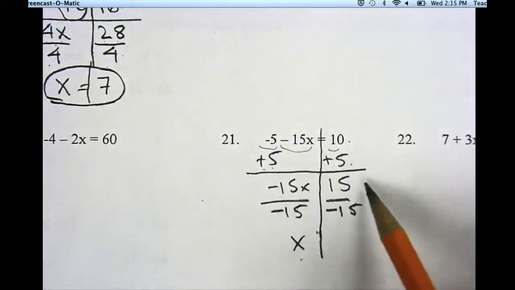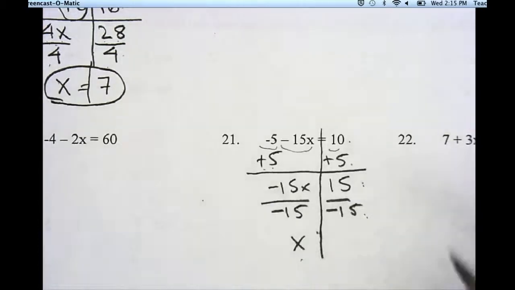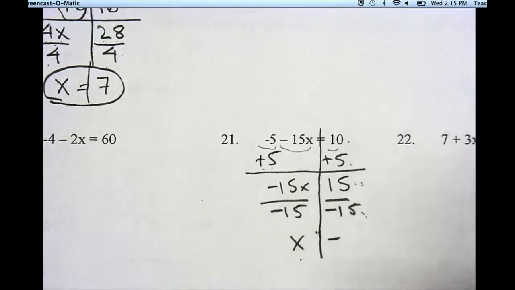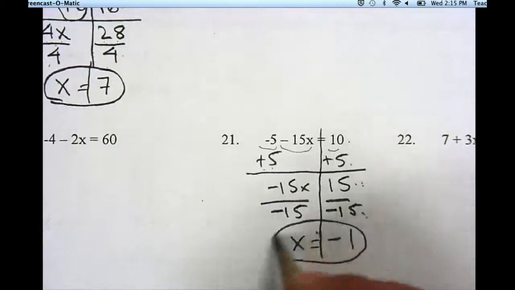On the other side I have positive 15 and negative 15. Positive 15 divided by negative 15. Well, the signs are different, so I know my answer's got to be negative. 15 divided by 15 is 1, so my answer is equal to negative 1.